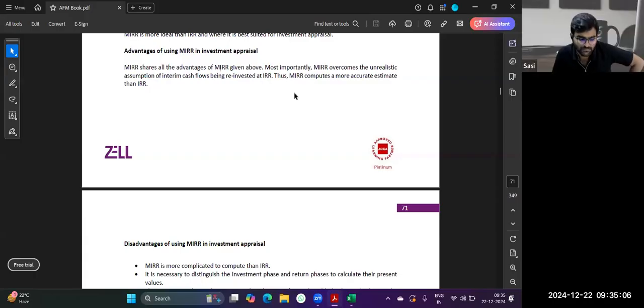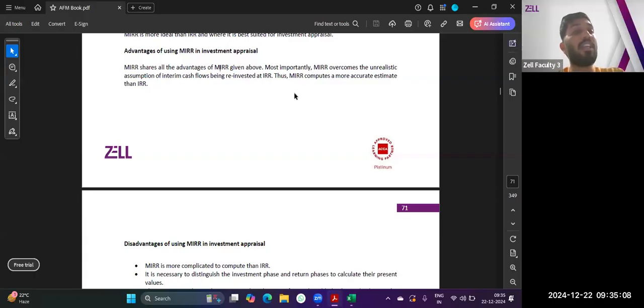But technically, whenever you're doing any kind of reinvestment assumption, it should always be at the risk-free rate of return. That is your bank FD, corporate bonds and all. Correct. It's a project-based thing, right?